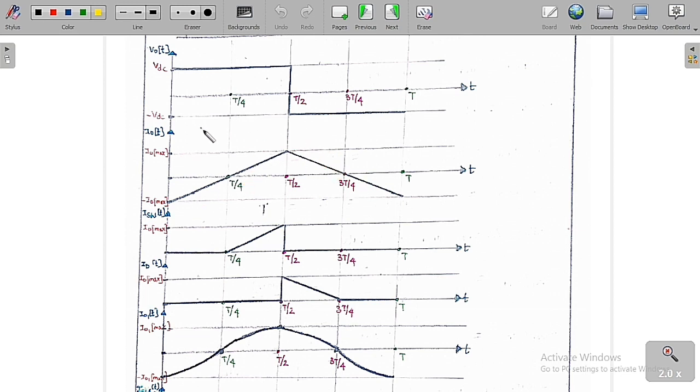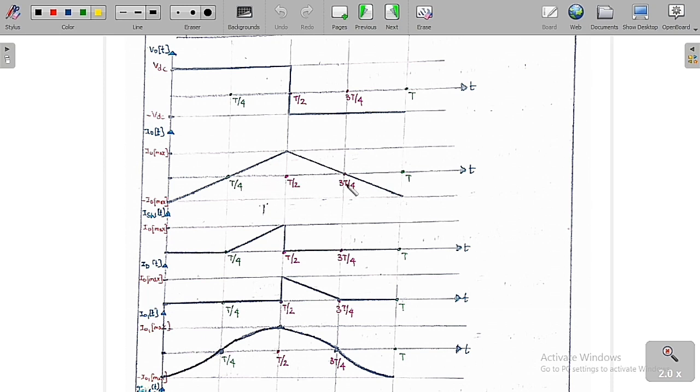So you can see clearly now. I've already told you one important concept: from 0 to T by 4, the output voltage is positive and the output current is negative. Then we can say here D1, D2 are on. Whereas from T by 4 to T by 2, the output voltage is positive and the output current is positive. It indicates that S1, S2 are on.